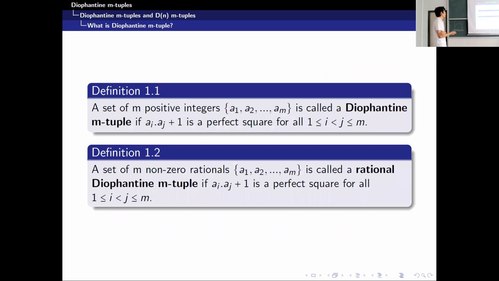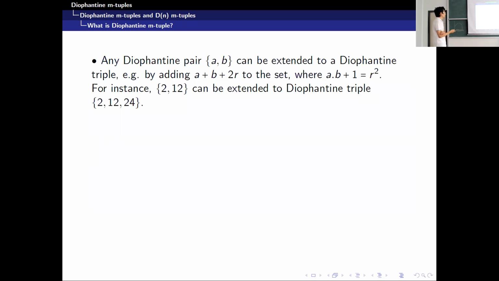And here are the definitions. A set of m positive integers with a_i a_j plus 1 being a perfect square, where i and j must be different from each other, is called a Diophantine m-tuple. And if these numbers are rational, it's called a rational Diophantine m-tuple.